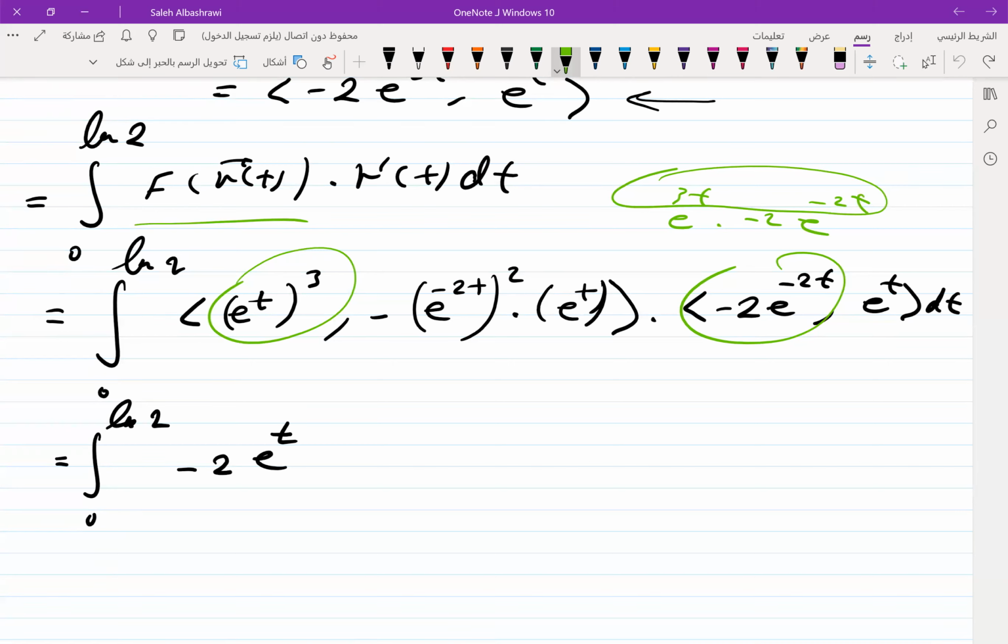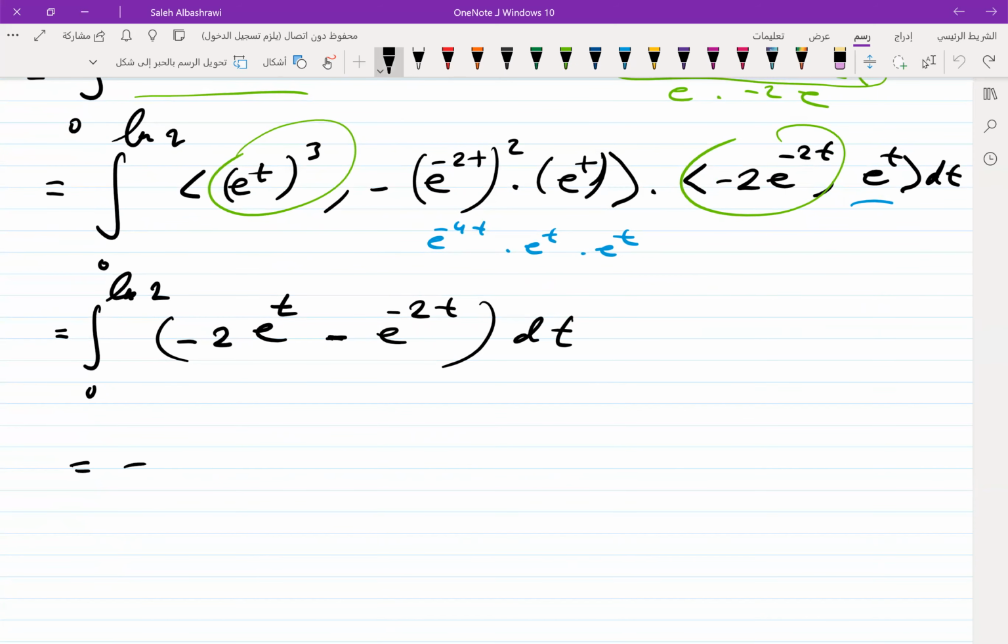Now the second component with the second component. So it will be minus e to power minus 4t times e to power t, multiplied by this one, which is e to power t. I will have e to power minus 2t. Now integrate.